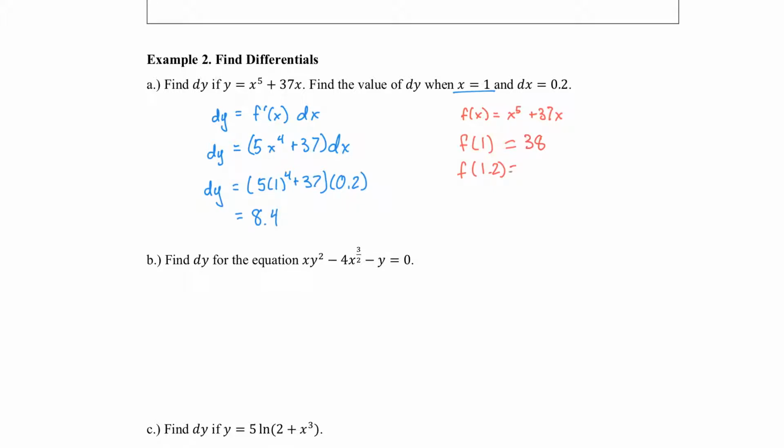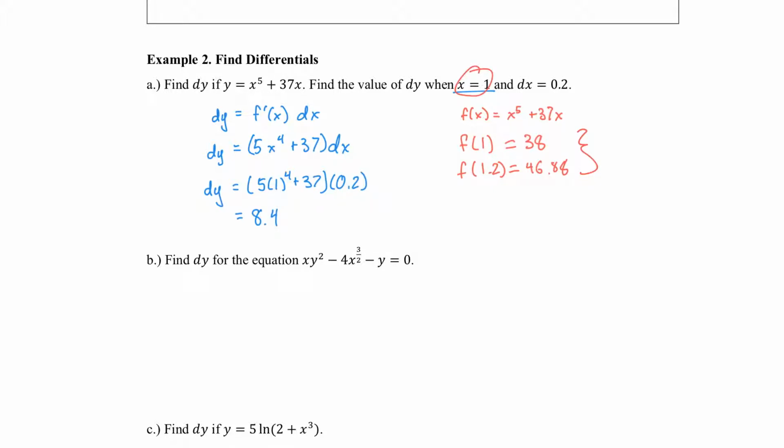I just did this off to the side. When we plug in 1.2, we get 46.88. So if we look at these two values, they differ a little bit. I need to check my calculations. Hold on. Thanks for holding. So again, the difference between these two is a little bit more than 8.4. It's approximately 8.8. And keep in mind that this is all centered around x equals 1.